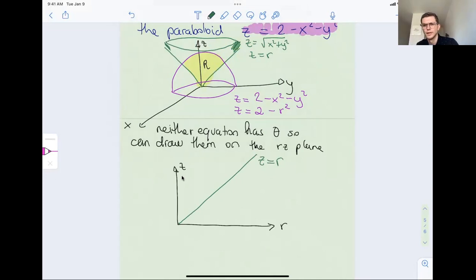Is that making sense? It's just a linguistic thing, because now the role of the vertical variable is being played by z and the horizontal variable by r. And z equals 2 minus r squared is like drawing y equals 2 minus x squared. So it is a concave down parabola. Is that okay?